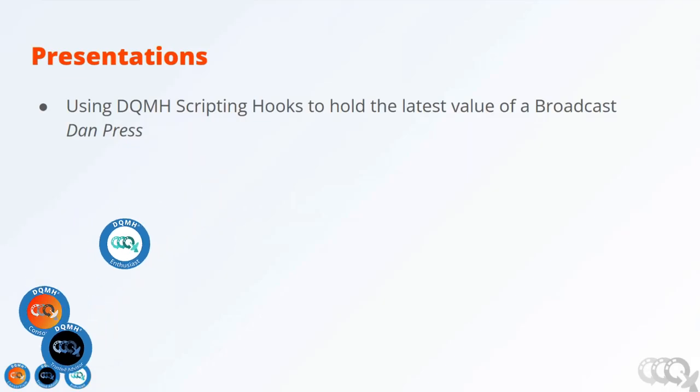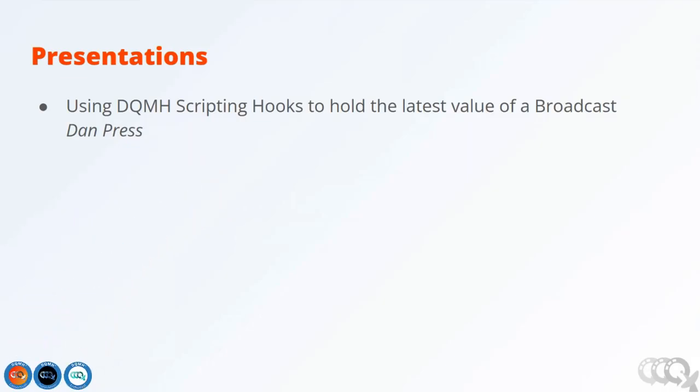So Dan is going to show us how he's using DQMH scripting hooks to get the latest value of a broadcast, a feature request that we previously declined, saying, hey, dude, there will be scripting hooks soon.